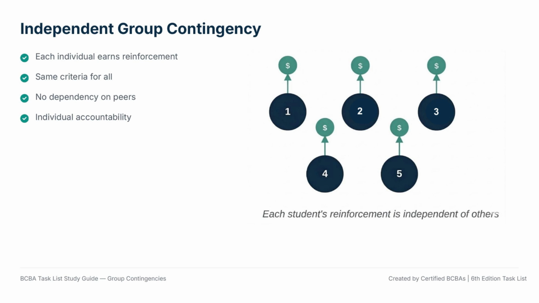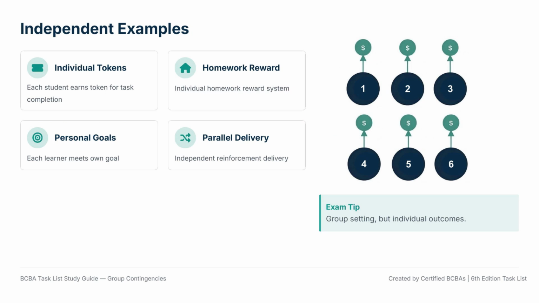Examples of independent group contingencies include systems where each student earns individual tokens for task completion. Another example is an individual homework reward system, where each student earns reinforcement based on their own performance. You might also see personal goal systems, where each learner meets their own target. The key feature is that reinforcement is delivered independently, even though all students are in the same environment. Exam tip: this is a group setting with individual outcomes.